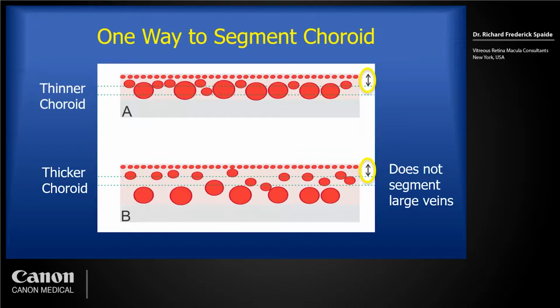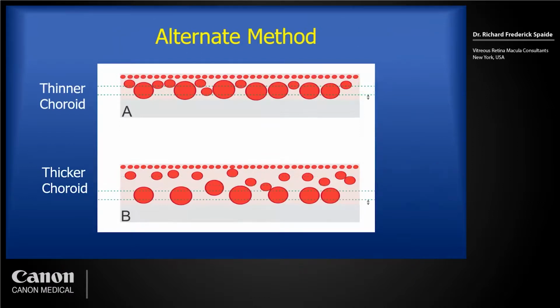We know that the choroid is thicker in the posterior pole than it is in the periphery. If we segment a constant distance away from the Bruch's membrane in the periphery, in the posterior pole, we would not, therefore, segment the larger veins. An alternate method would be to segment from the choroidal scleral junction. In this way, we would correctly segment the larger choroidal veins everywhere around the eye, in areas of thinner choroid and thicker choroid, and this would help us see the blood vessels better.